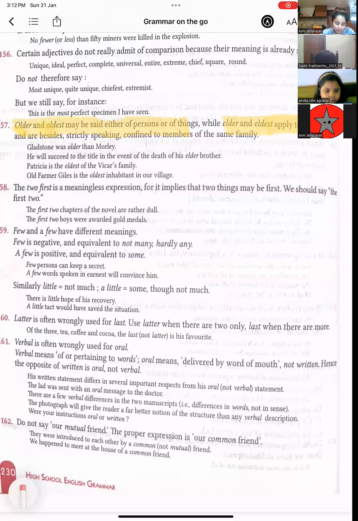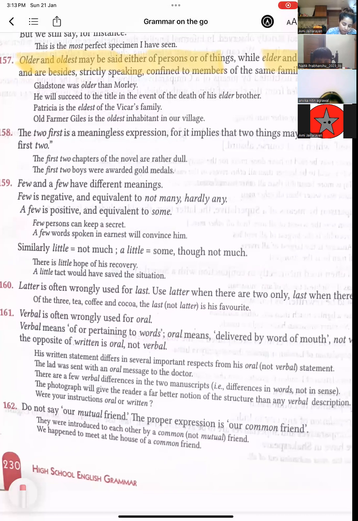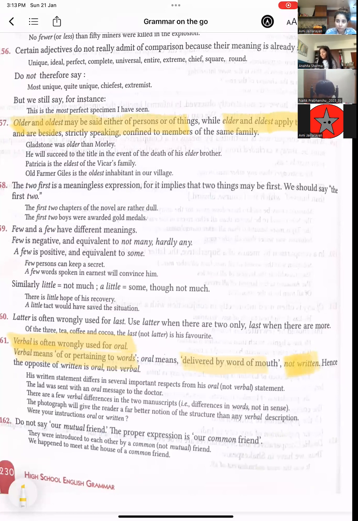Let's read 161. Verbal is often wrongly used for oral, which is the same confusion that everybody has, that verbal means orally when we say by mouth, but no, that's not true. Verbal means pertaining to words. Oral means delivered by mouth and not written. So if you have a verbal text, which means it's a written text, and you have to orally say it, or convert it into an oral form. Hence, the opposite of written is oral and not verbal.